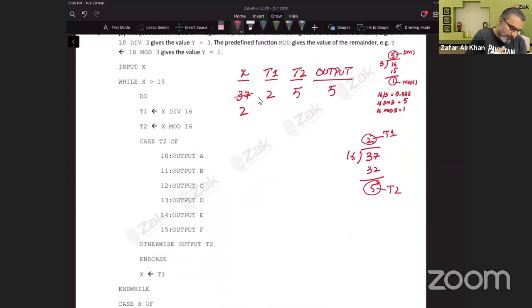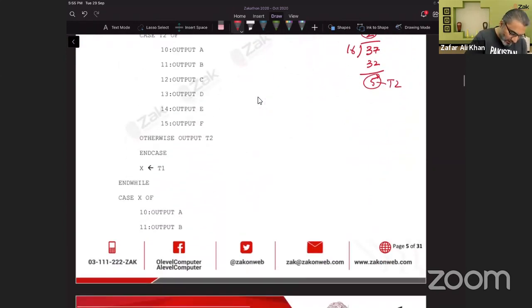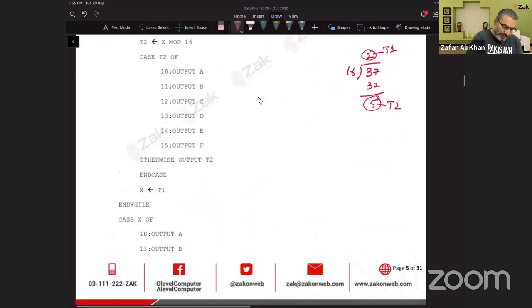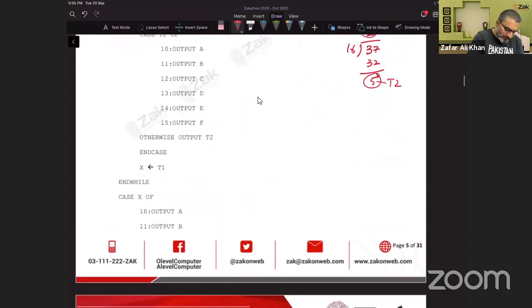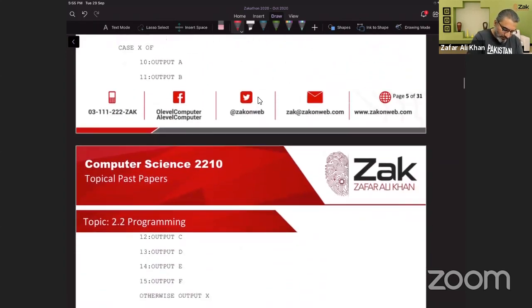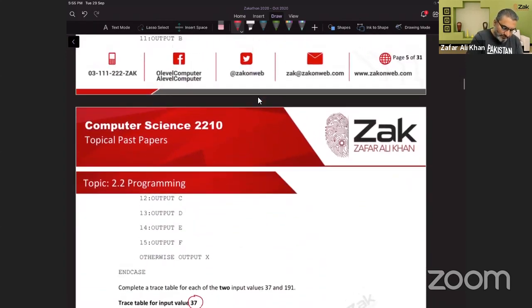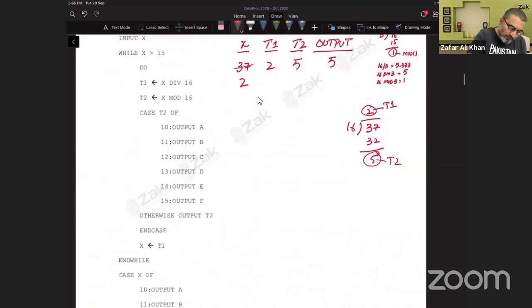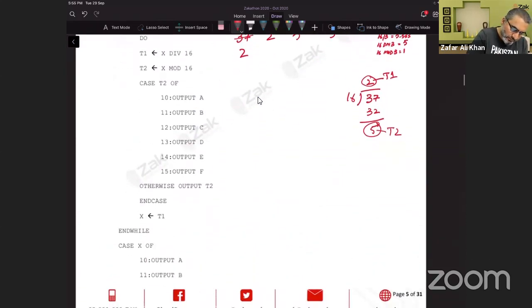And while says that while X is greater than 15. So X is just 2. It is no more greater than 15. So we will come out of first while loop and then it is case X of. So X is now 2. It is not 10, not 11, not 12, 13, 14, 15. Otherwise output X. So second output would be 2.